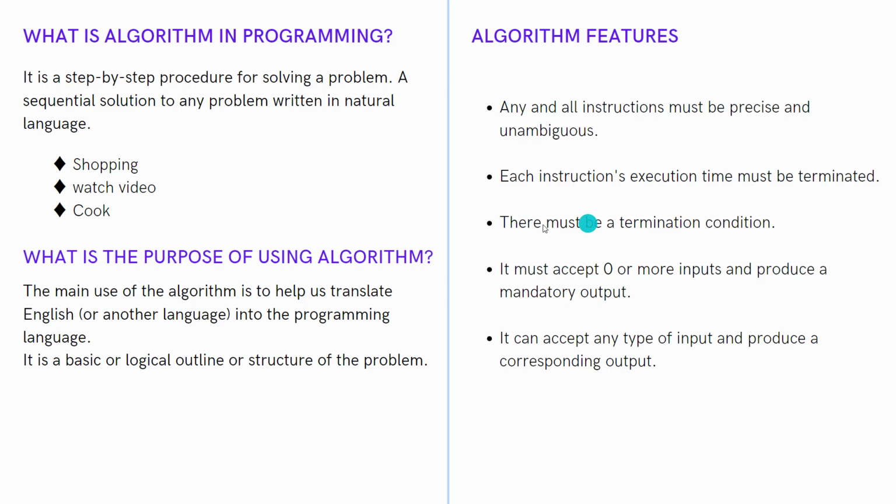Okay? And each instruction's execution time must be finite, it must terminate. If you're writing an instruction in an algorithm, then it must have some starting point and some ending point. For example, if you're adding two numbers, you'll take a and b as input, add them, and show the output, right? It works for a specific period of time and then terminates. In that way, we have to write an algorithm such that it terminates, it has to come out of the loop.